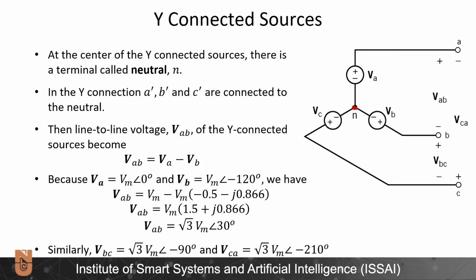Then the line-to-line voltage VAB of the Y-connected source becomes VA minus VB, and using phasor algebra, we can calculate VAB as square root of 3 times Vm with an angle of 30 degrees. Similarly, we can calculate VBC and VCA. As you can see, the magnitudes of all VAB, VBC, and VCA are square root of 3 Vm, and their angles are still with a phase difference of 120 degrees.